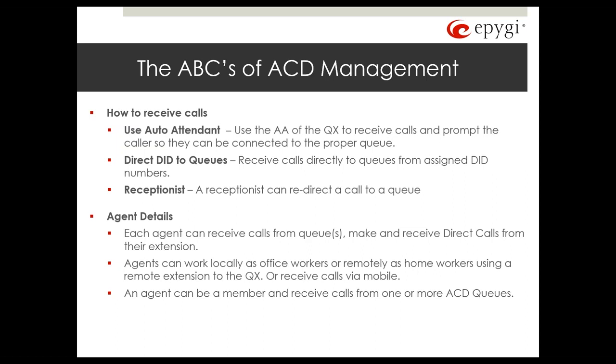So how do we receive calls to our queues, to ACD? You can use an auto attendant. That's quite common. It receives the calls and prompts the caller so that they can be connected to the proper queue. You also have the DID, which can be configured so that it calls directly to the queue. So the callers can dial a specific number and get connected directly to the queue without having to go through an auto attendant. And then also receptionists could transfer calls into a queue. After speaking with a customer, maybe they decide which queue it's going to go to, which department needs to assist the customer.